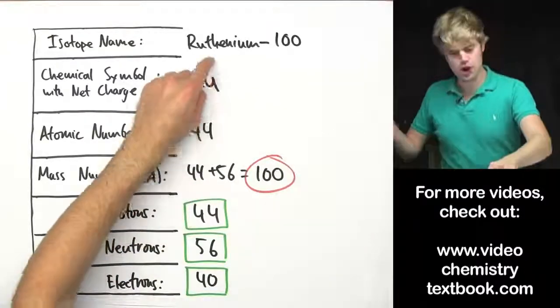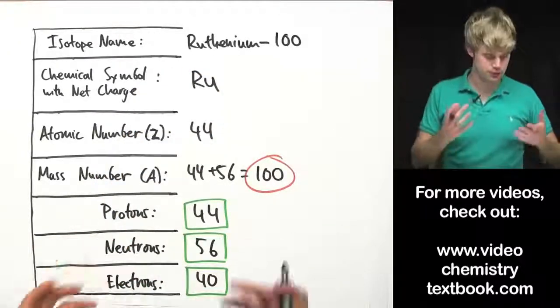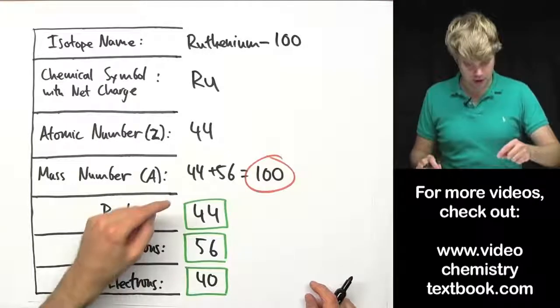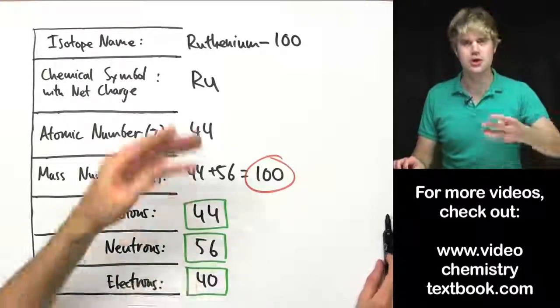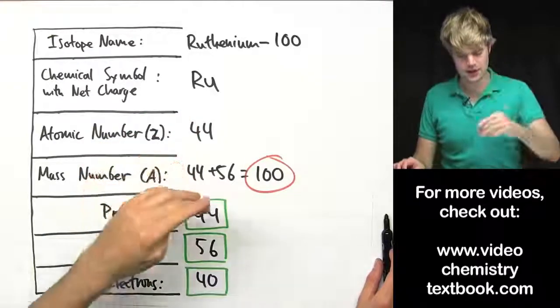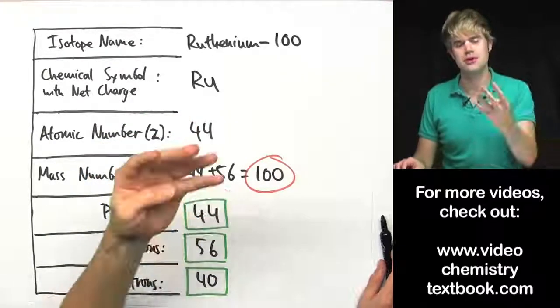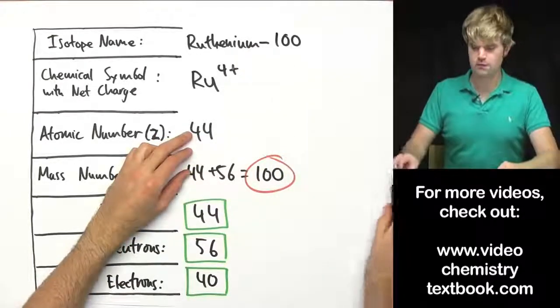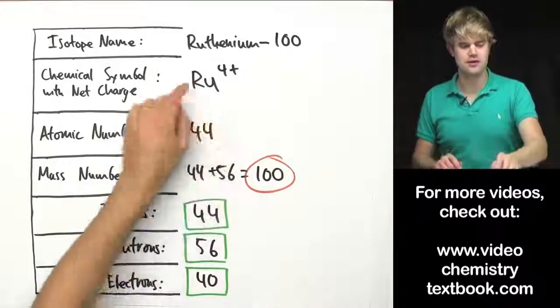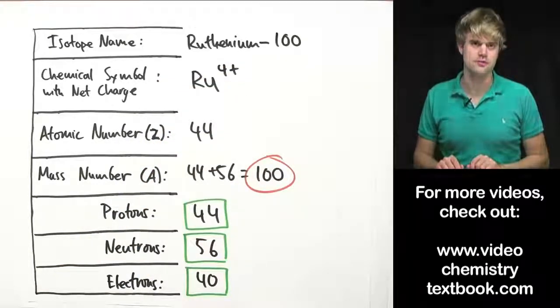And now for the net charge that we'll put up here, it's protons and electrons. So there are 44 protons and 40 electrons. That means there are 4 more protons than electrons. So there's going to be a net charge of 4+. Ru 4+ is going to finish this off as the chemical symbol with a net charge.